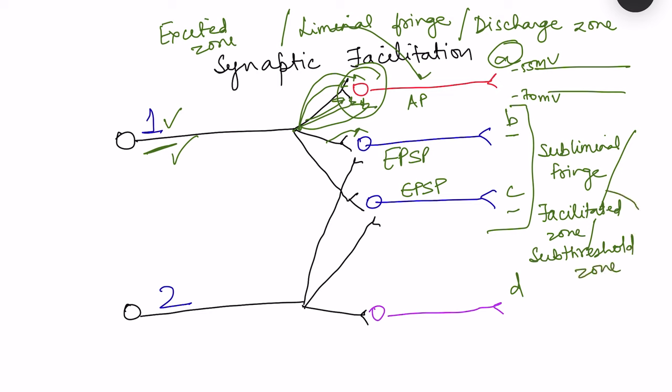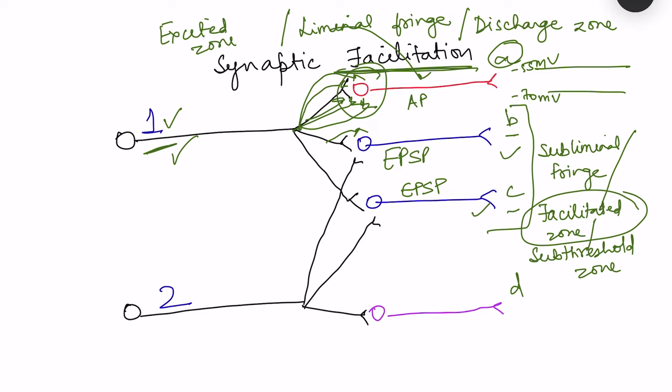So you see the term facilitated zone, and what is the property known as? It is known as synaptic facilitation. So these B and C neurons are being facilitated by the presynaptic neuron number 1. Fine. Now let's go on to the second one.